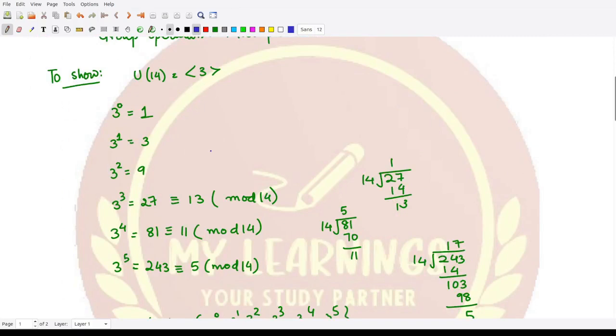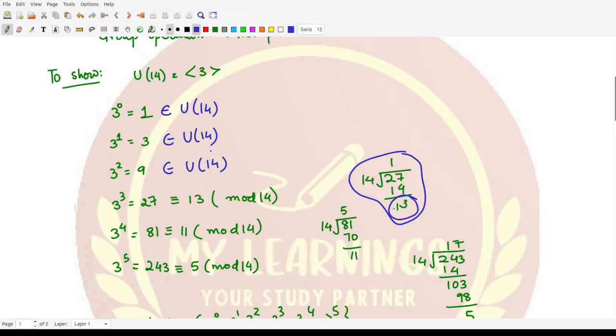So we'll take the powers of 3 here. The group operation is multiplication modulo 14. When you take the 0th power of 3, which is 1, which is the identity, it belongs to U14, yes. Next, 3 raised to power 1 is 3. This again belongs to our group, right? 3 square is 9, which also belongs to our group. Then 3 cube is 27. 27 is not there in U14, so we will calculate its mod 14, correct? When you calculate 27 mod 14, you get 13 as the remainder. So you see, this 13 is also a member of U14.